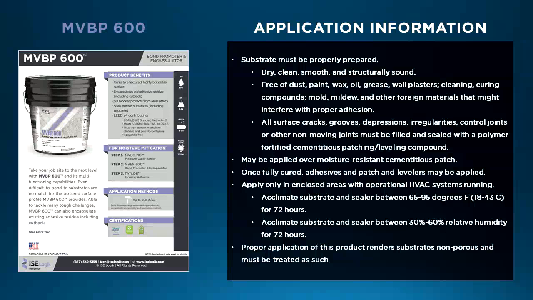Once fully cured, at 1 hour up to 2 hours, the adhesives, levelers, etc., can be applied directly on top. Again, similar to our 710 product, apply only in enclosed areas with an operational HVAC system running, and acclimate the substrate and sealer between 65 and 95 degrees, and also between 30 and 60% relative humidity. Proper application of this product renders the substrate non-porous and it must be treated as such.